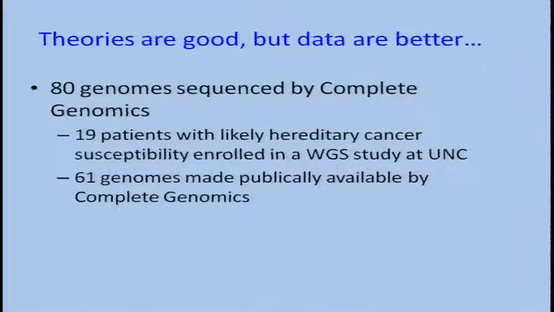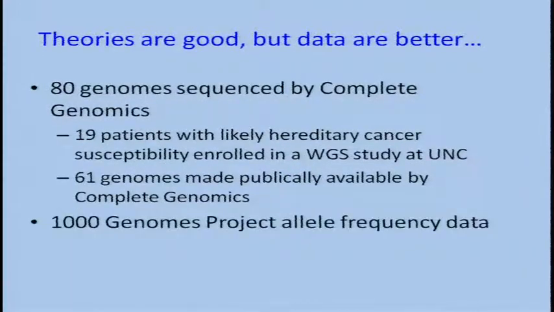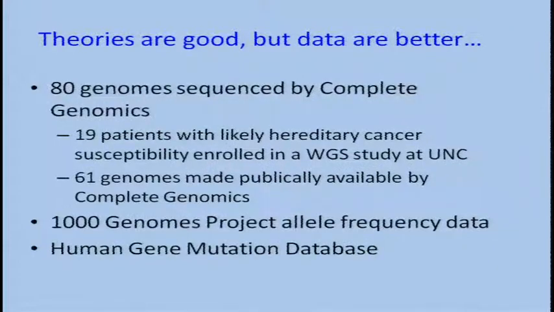As my PhD advisor said, theories are good, but data are better. So we took 80 genomes that were sequenced by Complete Genomics. 19 of them were families we sequenced at our Institute for Hereditary Cancer Susceptibility. 61 of them were from the publicly available genomes that Complete Genomics has on their website. We used 1,000 Genomes Project allele frequency data. We used the Human Gene Mutation Database. And a lot of this is going to look a little bit similar to what Les presented earlier.